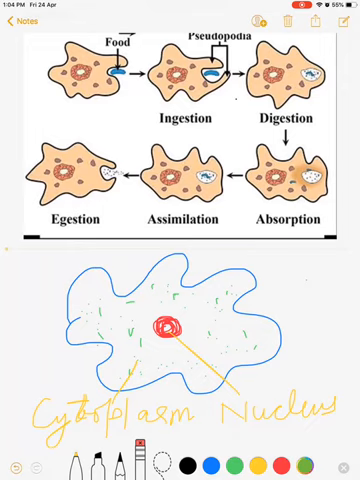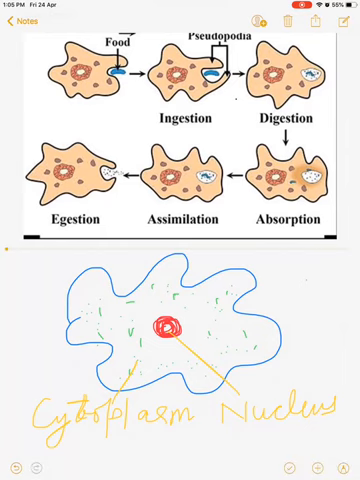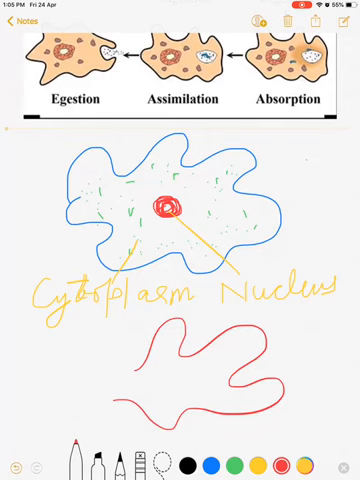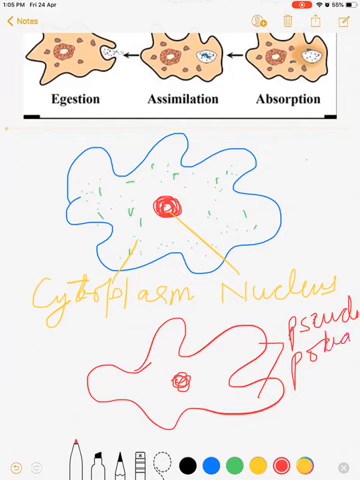Its body has no definite shape. It changes its shape. Now it is also amoeba. So no definite shape, look at the irregular body shape. It changes its shape continuously. These projections of the cell membrane are known as pseudopodia. Pseudo means false, podia means feet. These are its false feet. These are the characteristics of amoeba.